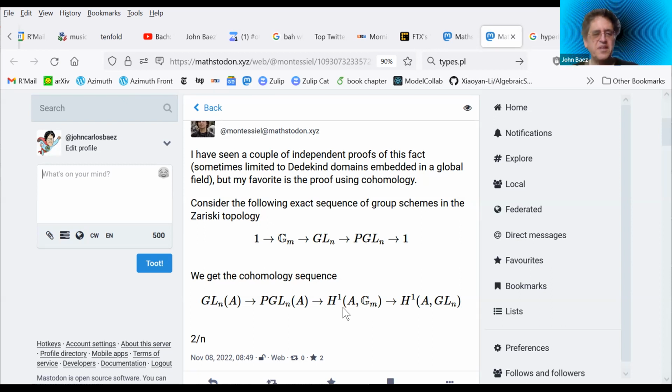Some metaphorical hand waving is that H1 of a space with coefficients in, say, invertible complex numbers would be classifying line bundles on that space. So this is something like line bundles. If you do it the right way, it's not really hand waving. It's perfectly legitimate, and we've even come close to doing it that way ourselves at times.